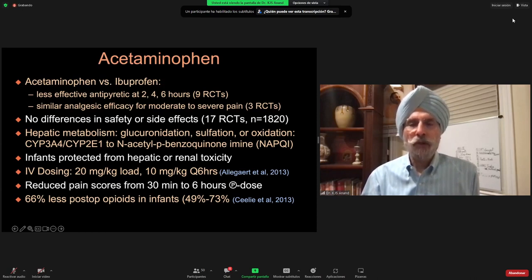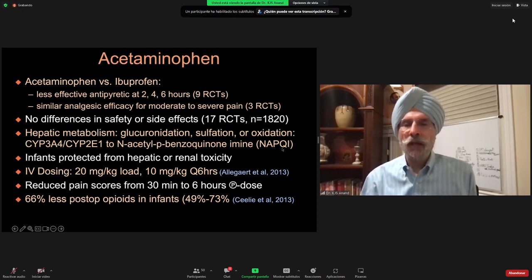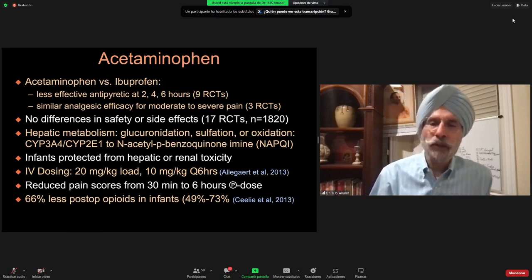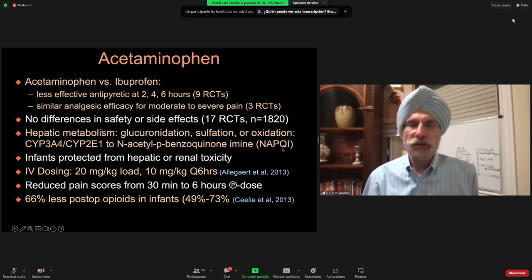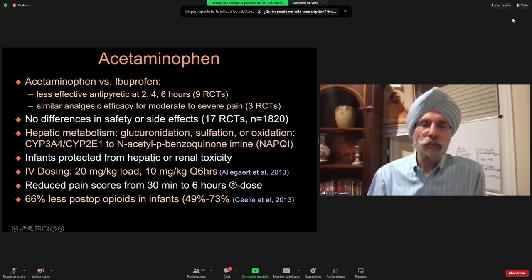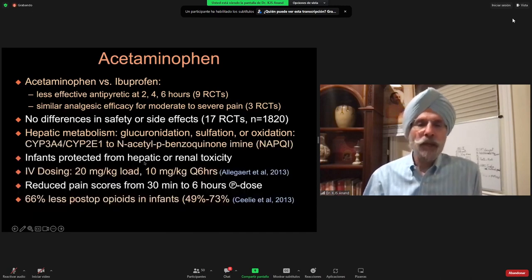And then when these pathways get saturated, it goes into the secondary pathway, which is oxidation, using cytochrome P450 enzymes. This forms a very reactive compound, NAPQI, which then starts to bind to mitochondria and nuclear membranes in the liver cells. That's how it causes liver injury. Infants are protected from both liver and renal injury. The reason is that hepatocytes in babies have higher levels of glutathione. And so glutathione sort of mops up this compound and does not allow it to cause cellular toxicity.